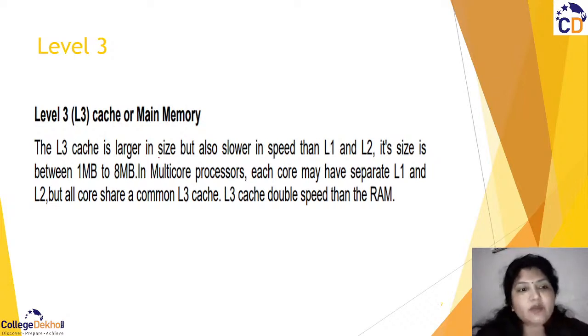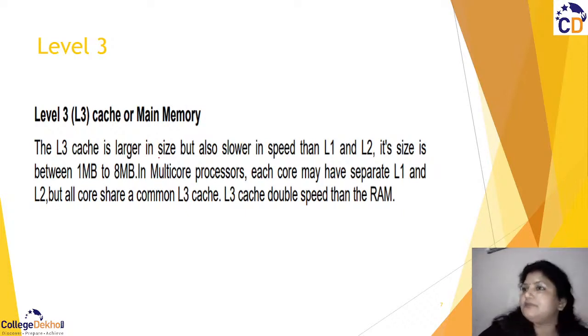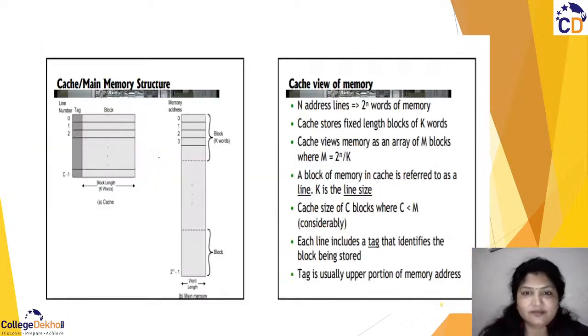Its size is between 1 MB to, now it has been increased, we have taken from the standard books. In a multi-core processor, each core may have separate L1 and L2, but all cores share a common L3 cache. L3 cache has double the speed of the RAM. So basically we have that part, but again it is slower.